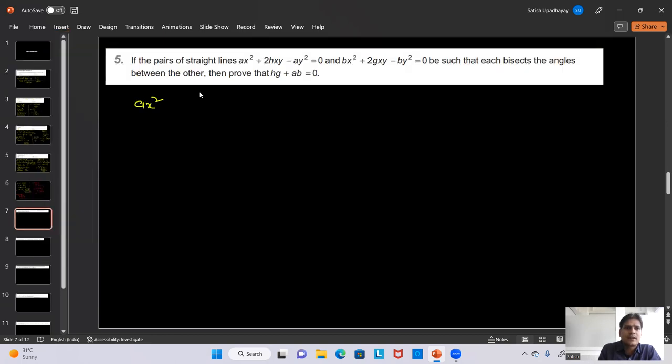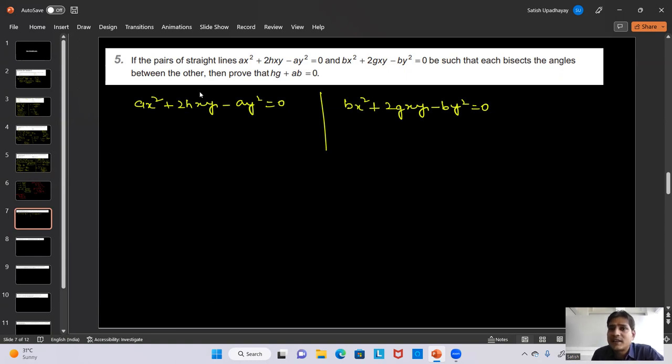So this is ax square plus 2hxy minus a square is equal to 0. This is one pair of straight lines and the other pair of straight lines is given by this equation: bx square plus 2gxy minus by square is equal to 0. It is given that each pair bisects the angle between the other. So basically, I am going to write the angle bisectors of this pair of straight lines and it will be equal to this equation only. This is what the question is saying.